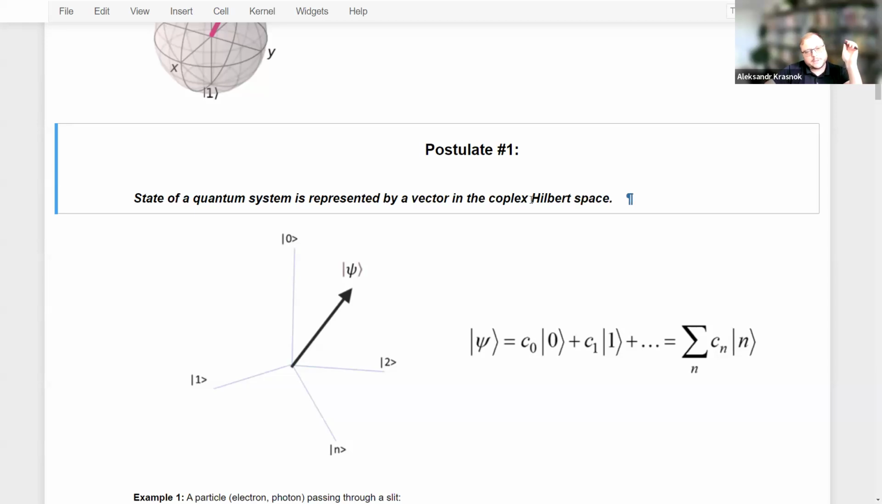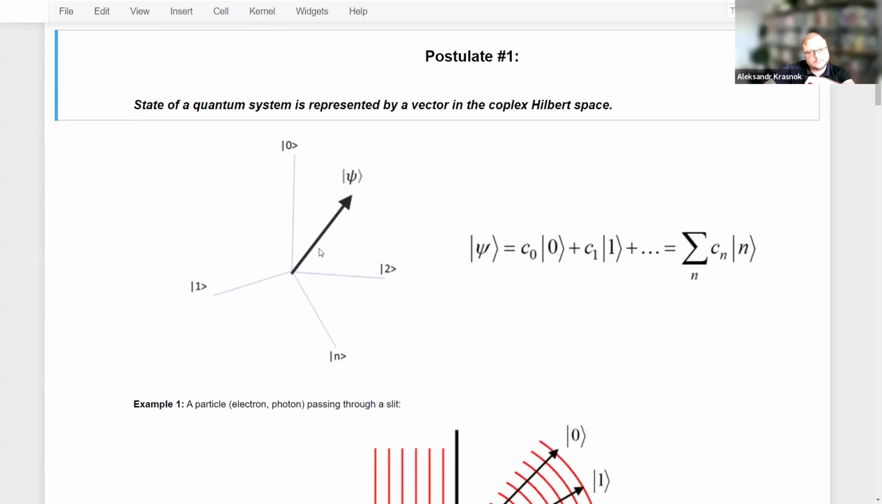The dimension of this space is not restricted to 3 dimensions, like the 3-dimensional space in which we live. Hilbert space is a mathematical space, and its dimension can be up to infinity. So it's not a problem to consider a Hilbert space of dimension 1000, something like that.